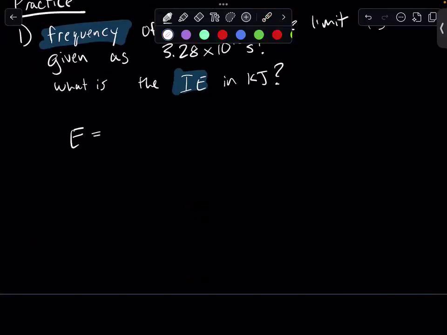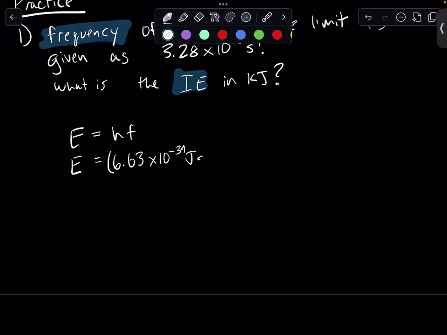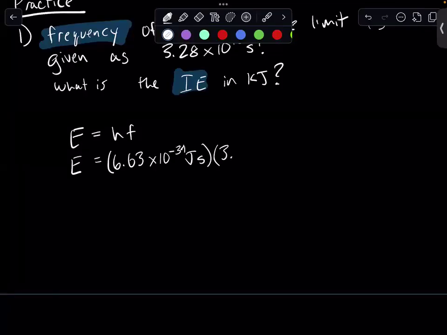Energy is equal to h f. I'm going to try and keep everything nice and neat so I don't get things confused. Energy is equal to 6.63 times 10 to the negative 34th joule seconds times 3.28 times 10 to the 15th seconds inverse. I notice my units, seconds inverse, cancel with seconds, and I can solve this to get energy is equal to 2.17 times 10 to the minus 18th joules.